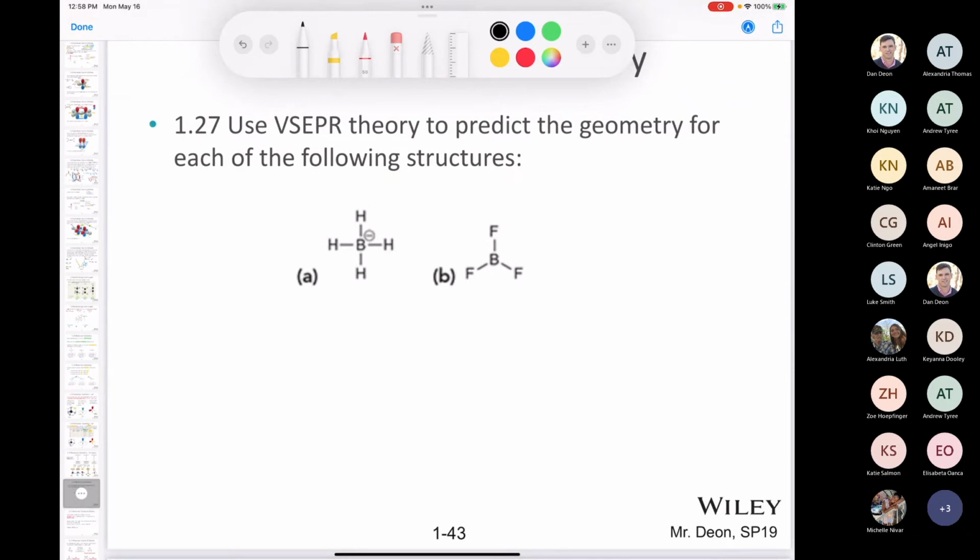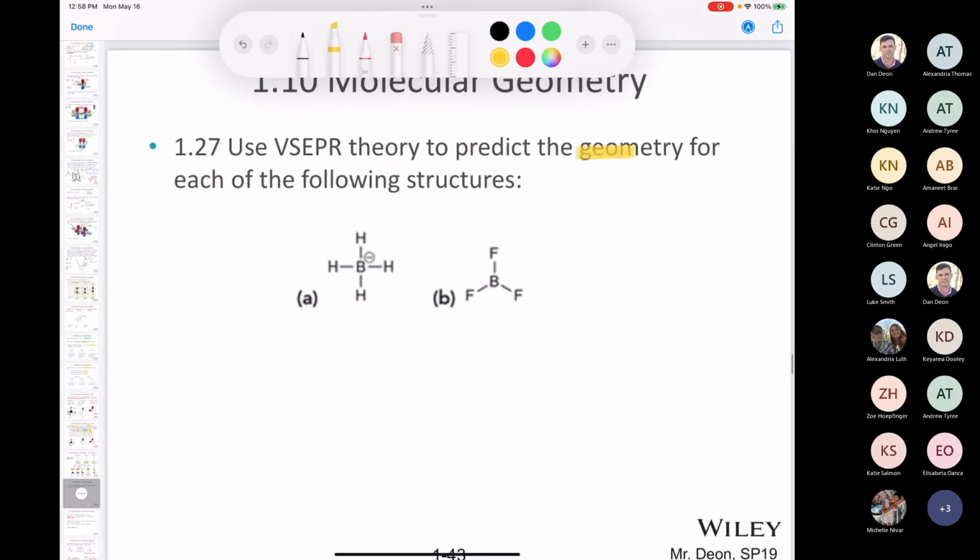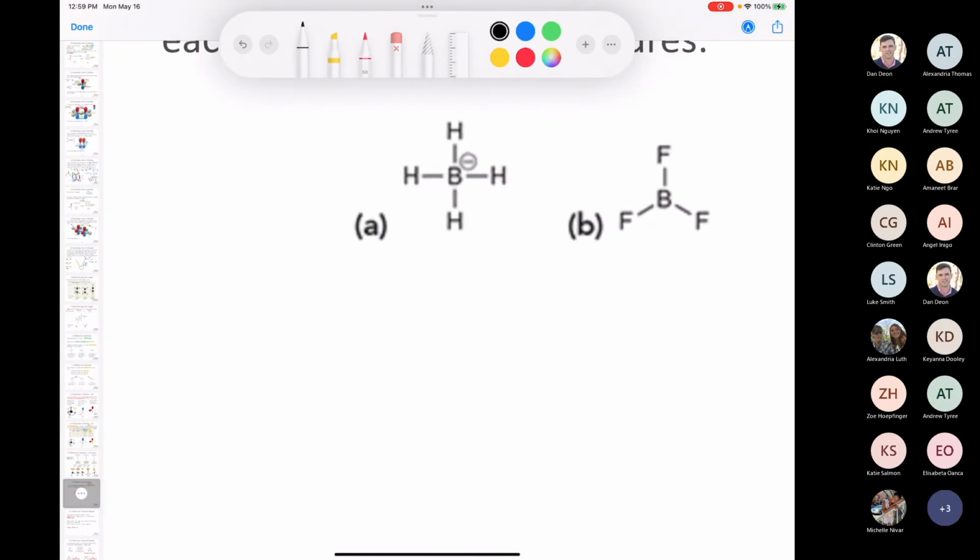Well, with that in mind, let's try one more problem and then we'll call it a day. It asks us here to use VSEPR theory to predict the geometry for each of the following structures. Whenever you see just geometry, what they mean is molecular geometry. So molecular geometry. Let's start with BH4.